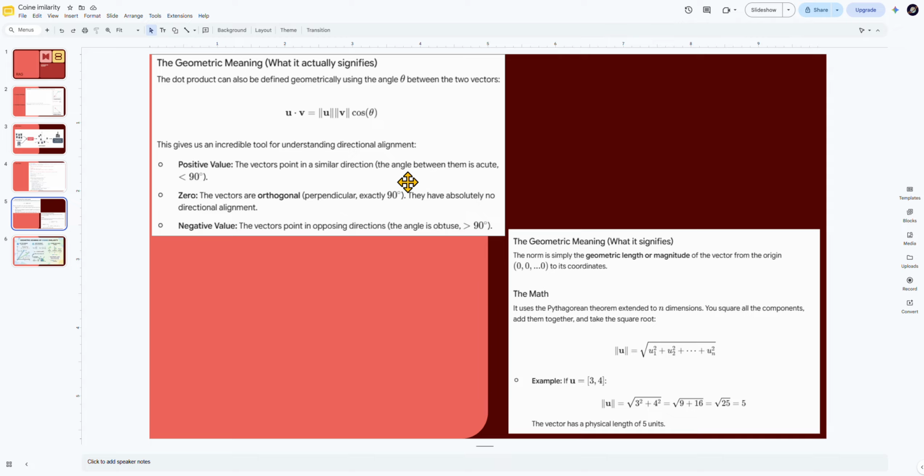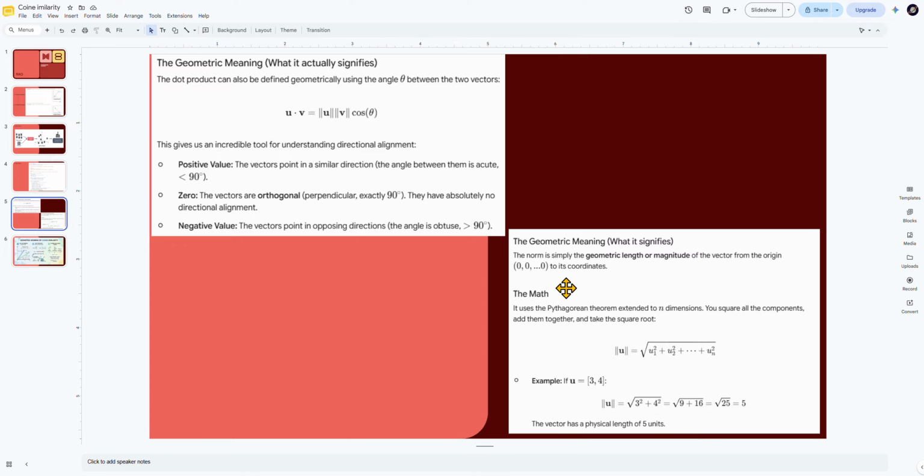It actually signifies the angle based on the numbers. Maybe the numbers were negative and then you got a negative number, and at the end of the day the angle became obtuse because the numbers were different values.